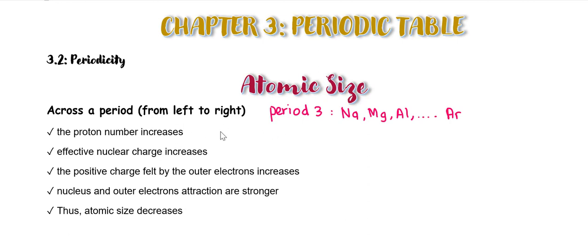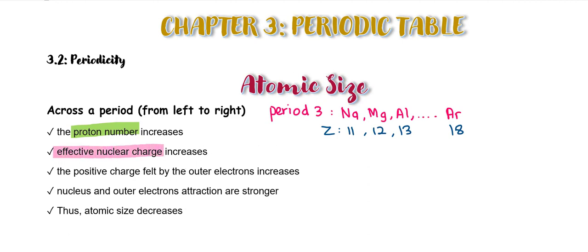So as we can see, from sodium to argon, the proton number increases. The proton number of sodium is 11, magnesium 12, aluminium 13, and until argon we have 18 proton number. So when the proton number increases, the effective nuclear charge also increases.